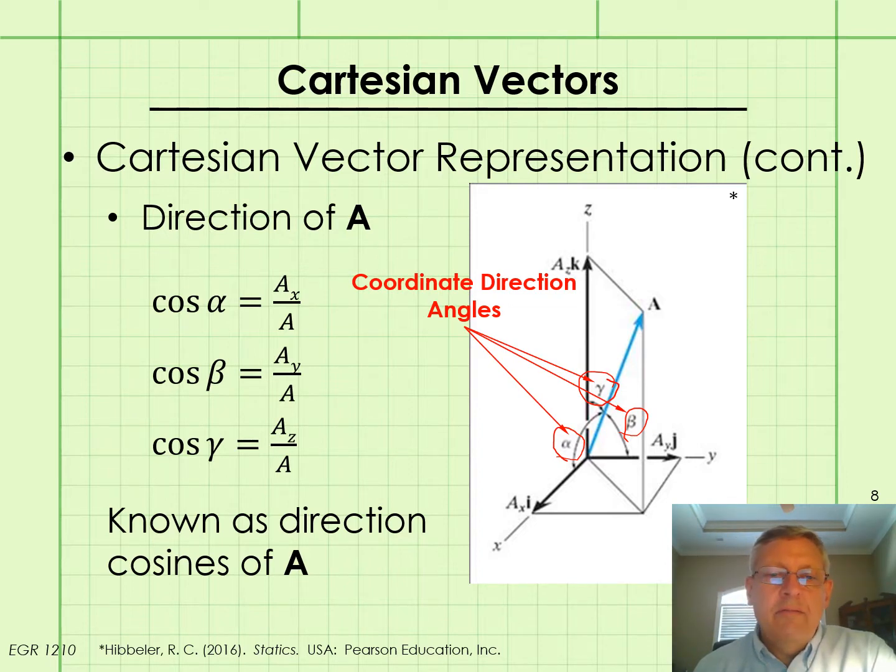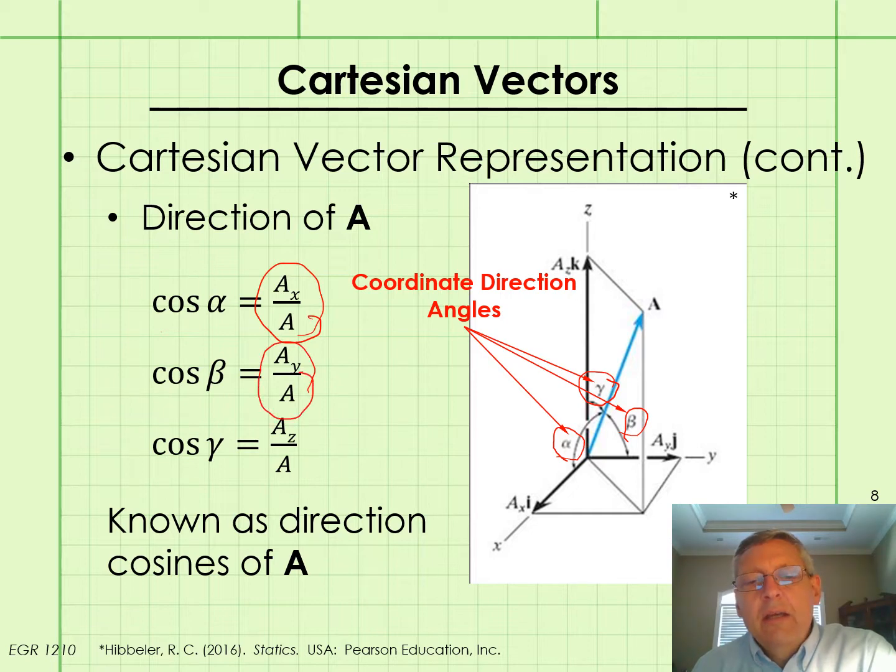The cosine of alpha is equal to the magnitude of the x component of A divided by the magnitude of A. The cosine of beta is equal to the magnitude of the y component of A divided by the magnitude of A. And the cosine of gamma is given by the magnitude of the z component of A divided by the magnitude of A. These are known as the direction cosines of A. And from the picture we're working with here, it's not necessarily intuitive that these represent the cosines of those angles.